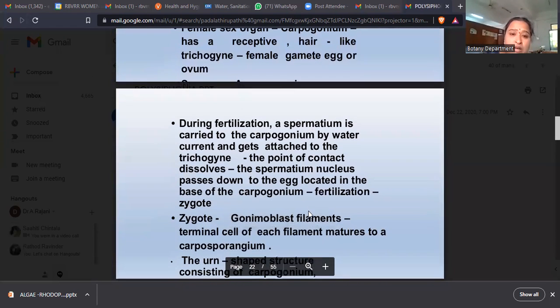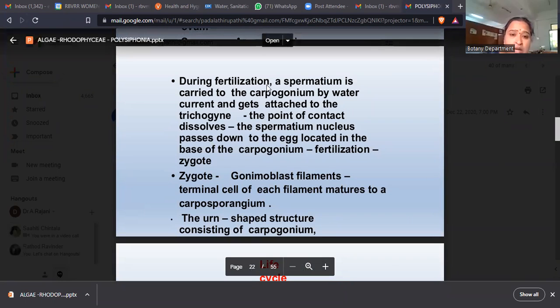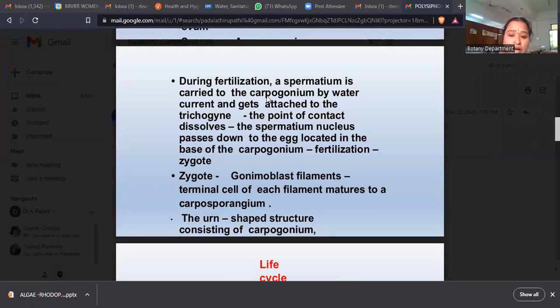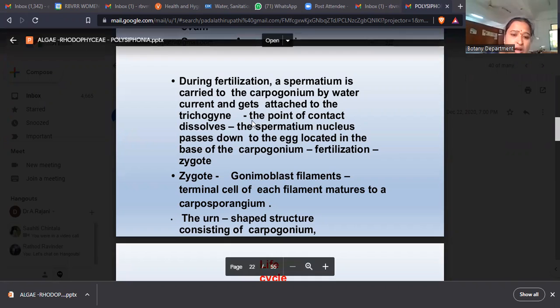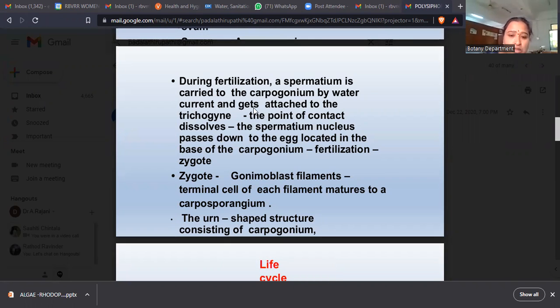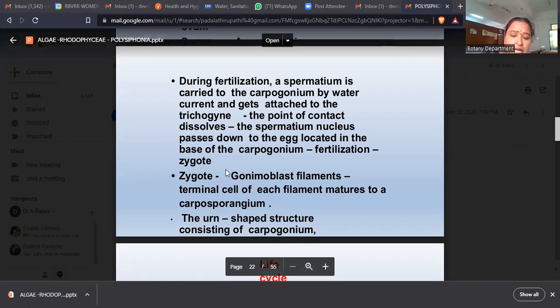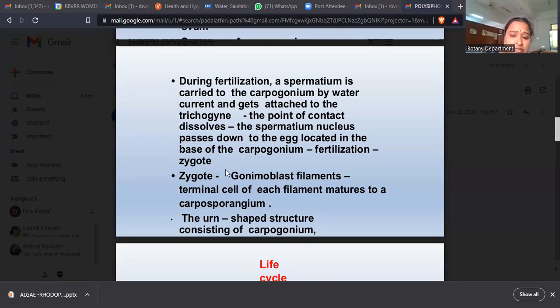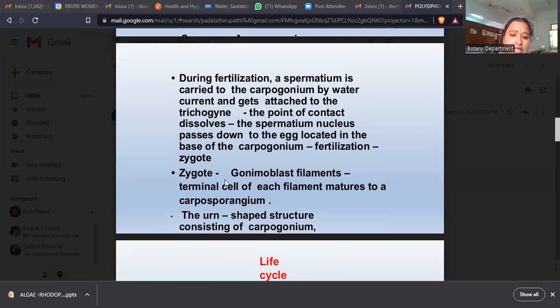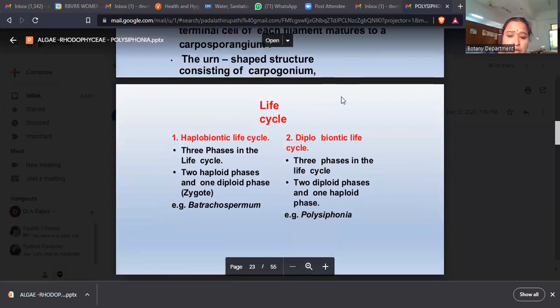During fertilization, a spermatium is carried to the carpogonium by water current and gets attached to the trichogyne. At the point of contact, the trichogyne wall dissolves, and the spermatium nucleus passes down to the egg located in the base of the carpogonium. This is called fertilization. After fertilization, the zygote forms. From the zygote, gonimoblast filaments develop, and the terminal cells of each filament mature into the carpospores. This covers the carpogonium development.